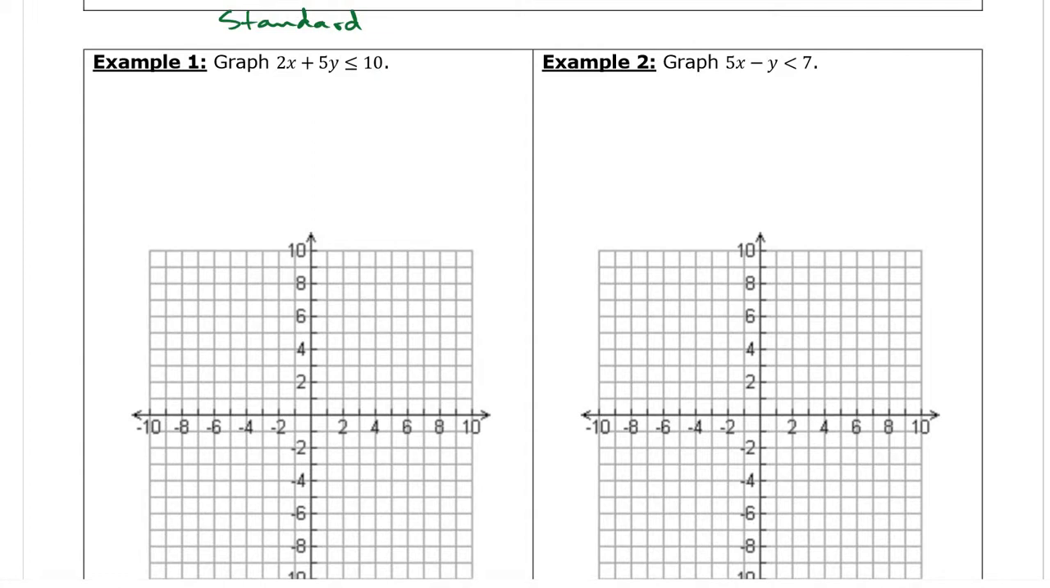So the only new thing that we're having to do is rearrange the problem until it gets into y equals mx plus b so that we can graph it easily. So our goal is to get the y on its own. Here's y. First we get rid of the 2x. Minus 2x, minus 2x. The 2x's are gone. We're left with 5y is less than or equal to.